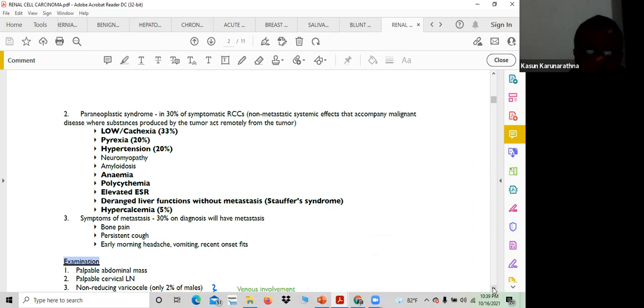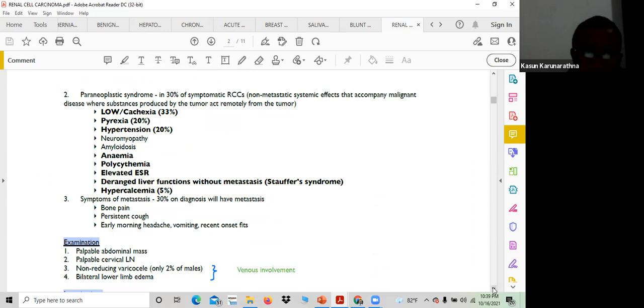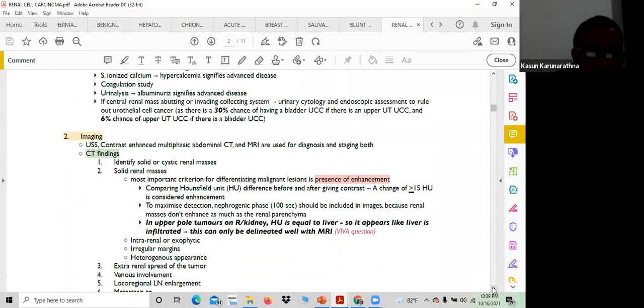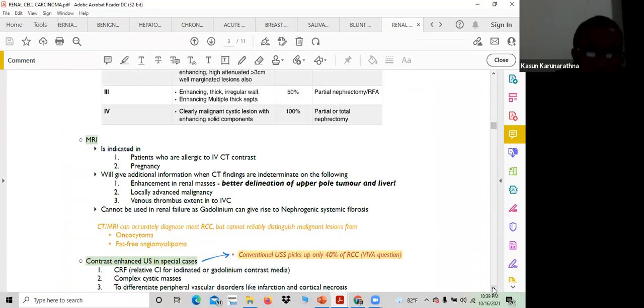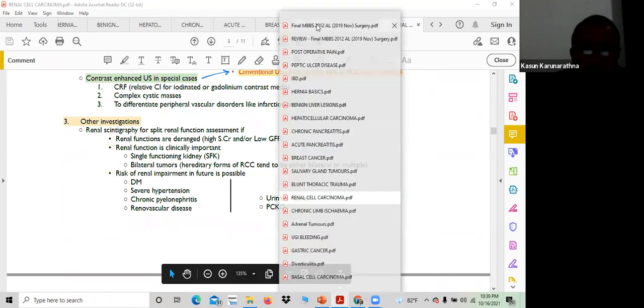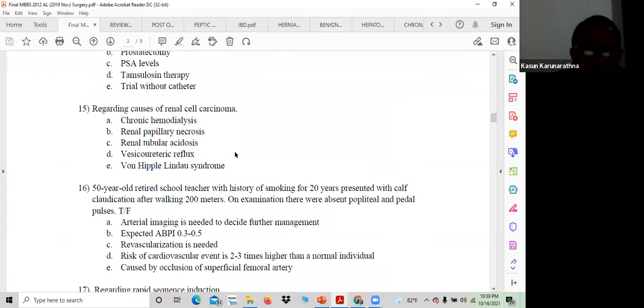And there will be features of paraneoplastic syndrome, and there can be symptoms of metastasis as well, as for any malignancy. Bone pain; if there are lung mets, persisting cough; if there are brain mets, early morning headache and vomiting. Right. Coming back to our question, A and E are true, the rest are false, right?